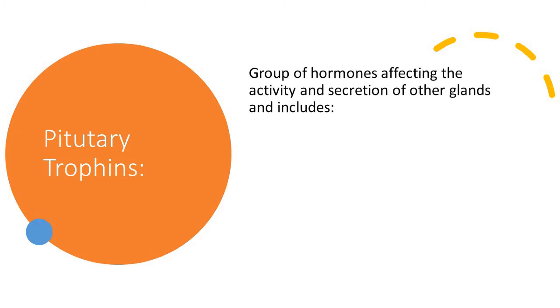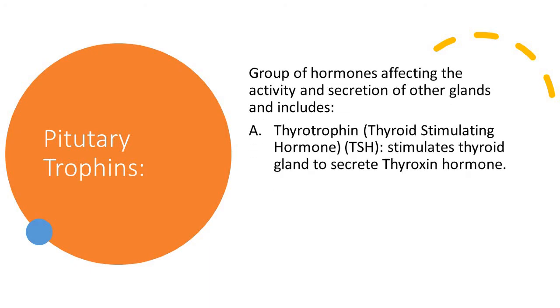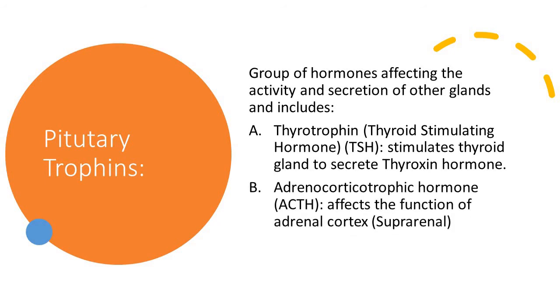The second hormone is called the tropic hormones of the pituitary. They are hormones which activate other glands or other organs to secrete hormones, like thyrotropin hormone, or thyroid stimulating hormone, TSH, which stimulates the thyroid gland to secrete thyroxine hormone, which is responsible for metabolism.